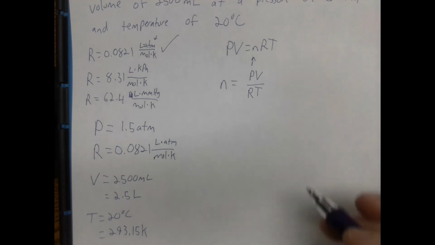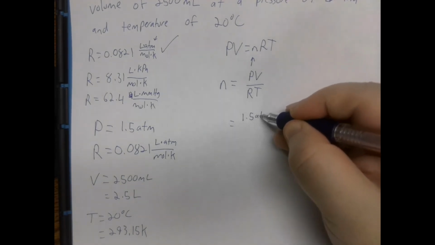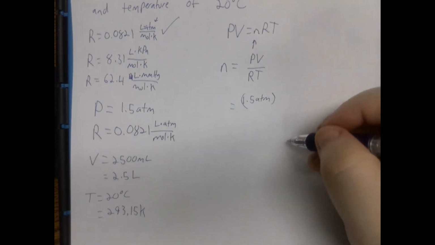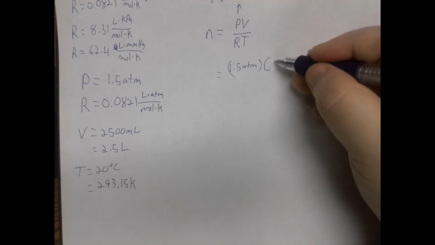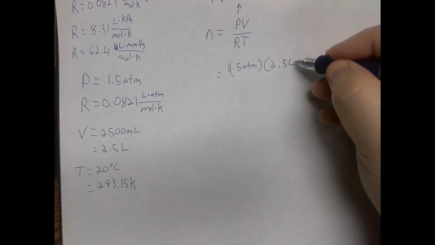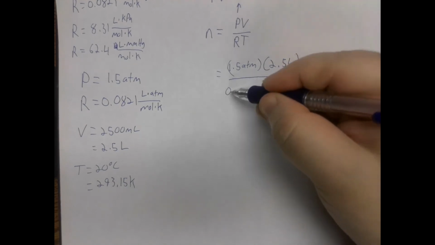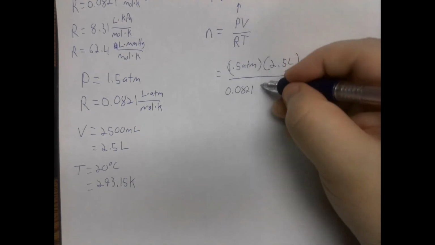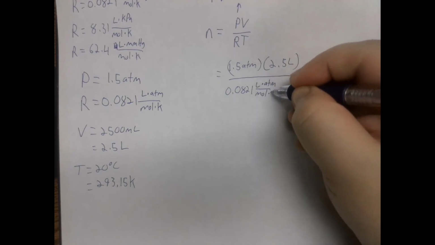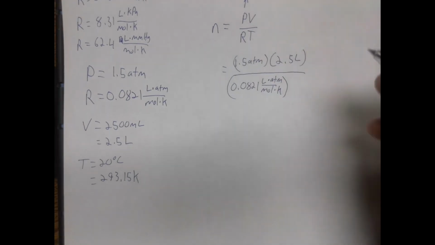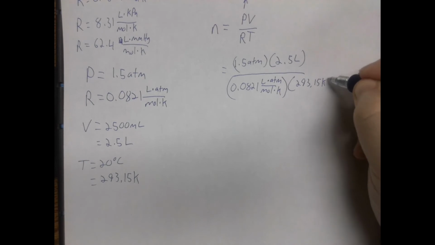Now we can just plug all these numbers in. Our pressure is 1.5 atmospheres. Times a volume, we need to use liters. And we use the R value 0.0821 liters times atmospheres divided by mole Kelvin. And then we have a temperature of 293.15 Kelvin.